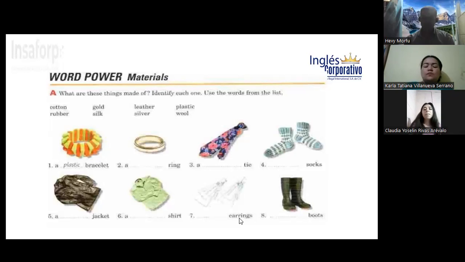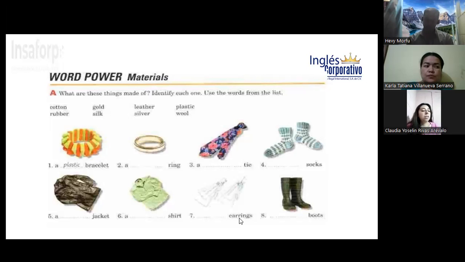For example, a plastic bracelet. Entonces, la número uno, usted le va a pronunciar bracelet. Yeah. So we'll say in Spanish like brazalete. Entonces viene la siguiente, la número dos, y usted dice, a ring. Luego tenemos a tie. La pronunciación de la tres es tie. Tie, corbata.